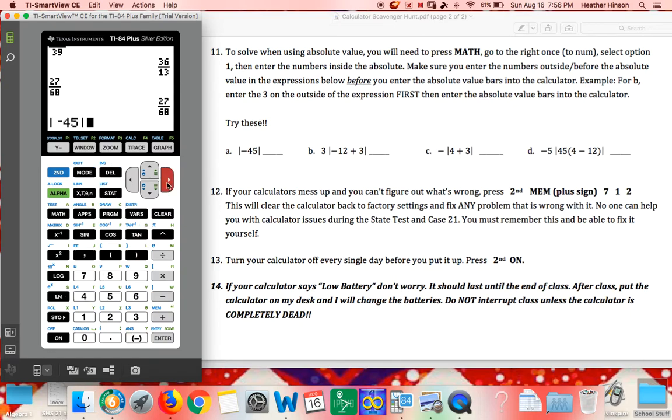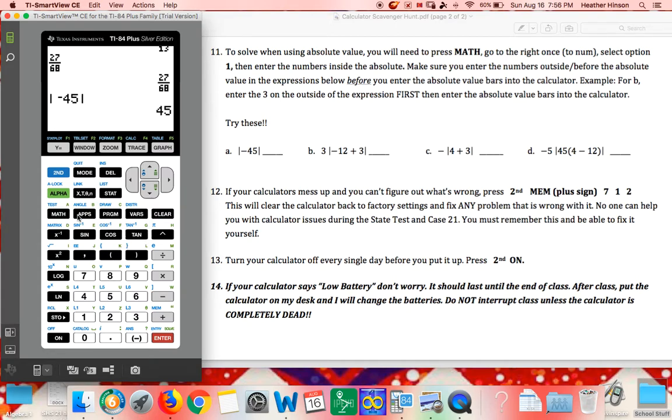You can go out of it if you want. It's not going to change your answer if you click the right button. Or you can just go ahead and click enter. And your answer is going to be 45. Absolute value answers, for anything that comes out of an absolute value, those are always going to be positive.